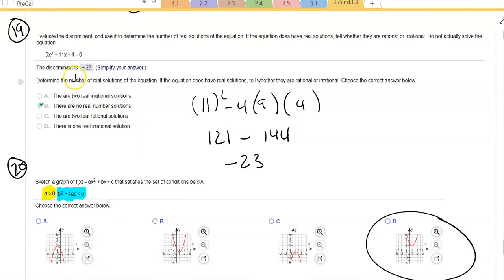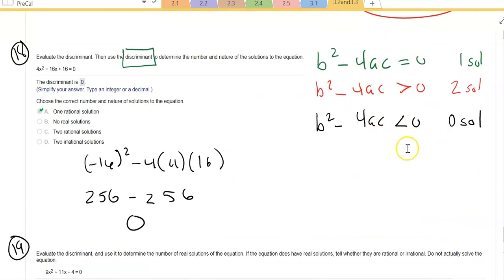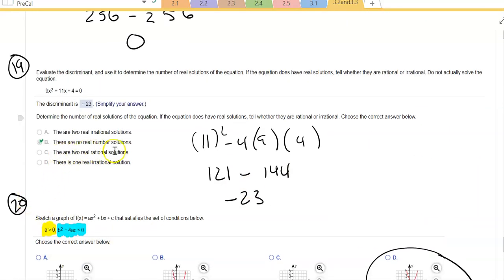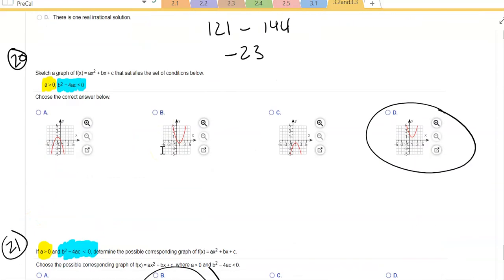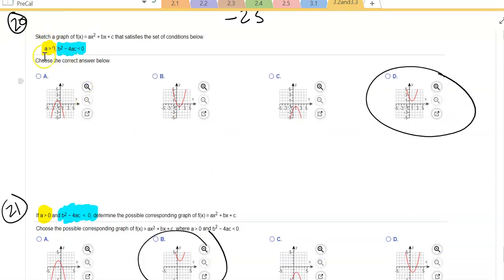So here we're using the discriminant again. Math happens. I get -23. And just like this states, with a negative number, I have 0 real solutions. Here we're looking at that same thing. Here is my A. It is positive, meaning I should have a happy face, so either B or D. Then it says that my discriminant is less than 0, meaning I have 0 solutions, meaning it does not touch the x-axis like that. Get out of there, B. That's what I want.